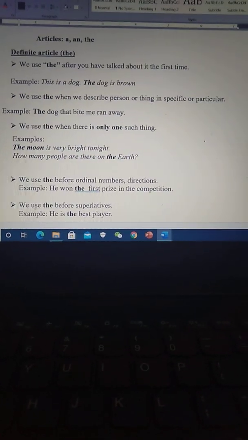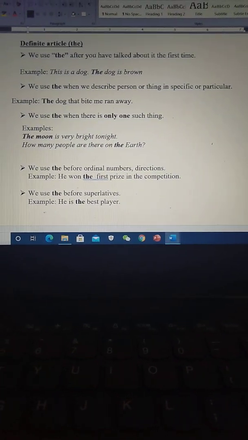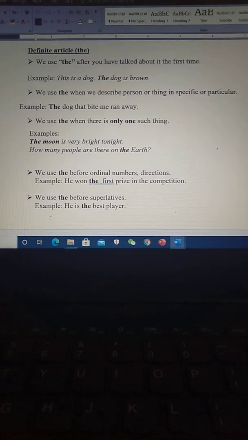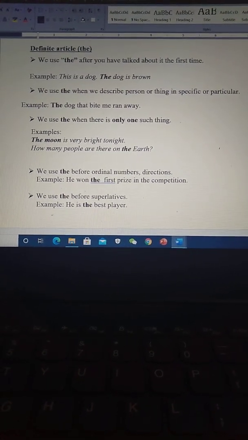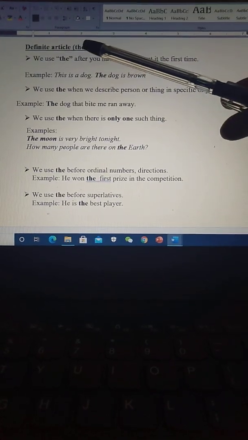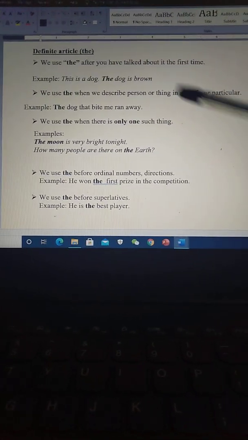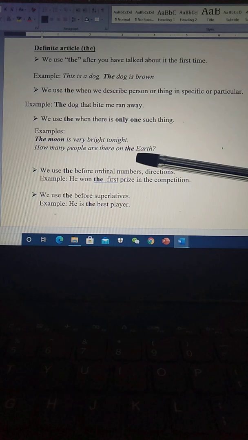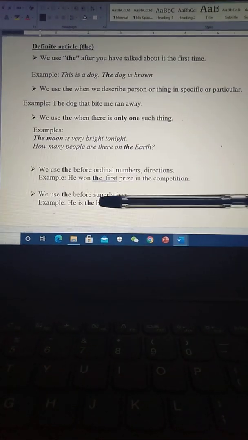Okay, now let's continue with today's lesson. Today's lesson is definite articles. In the last class we did indefinite articles. Now we are going to do the definite article, that is the. We are going to see where we use the, the rules to use the.